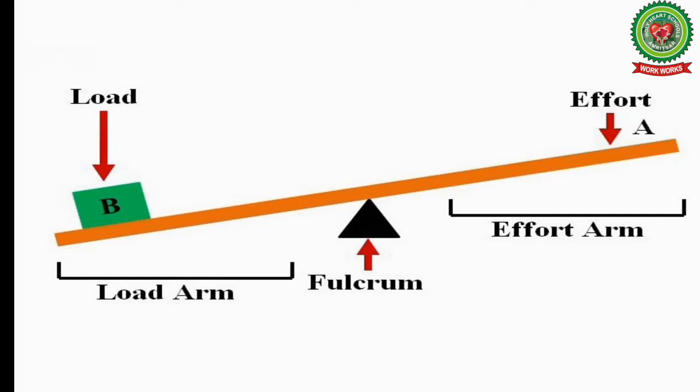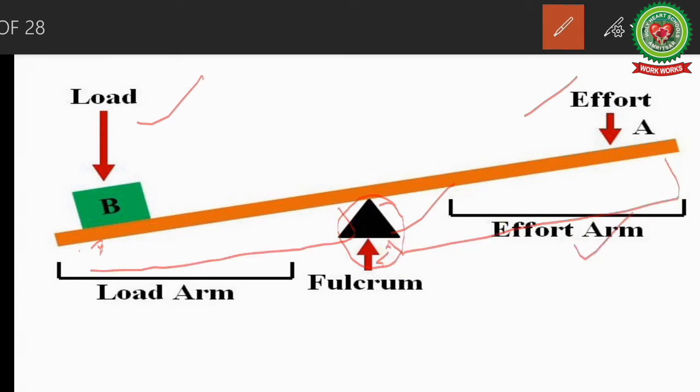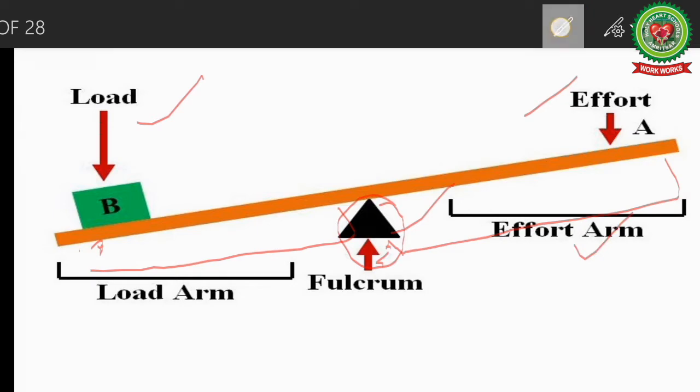Students, as you know that lever is a rigid rod that moves about a fixed point. This fixed point is called fulcrum. Lever has 3 parts: load, effort and fulcrum. The distance between load and fulcrum is called load arm and the distance between fulcrum and effort is called effort arm. This we have already discussed.